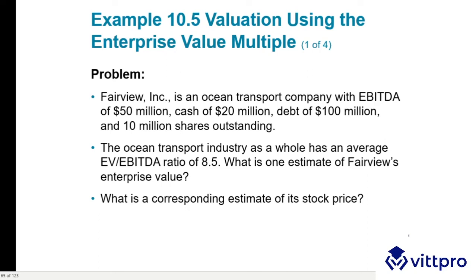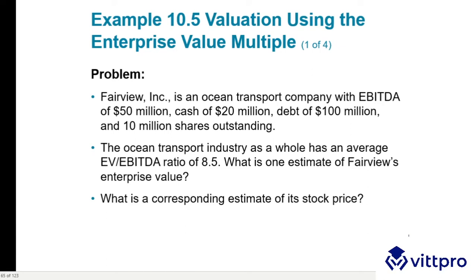Let's understand it with the help of an example. Let's say Fairview Inc. is an ocean transport company with EBITDA of $50 million. It has cash of $20 million, debt of $100 million, and 10 million outstanding shares. If the ocean industry as a whole has an average enterprise value to EBITDA of 8.5, what is the enterprise value of Fairview and also the corresponding value of the stock price?